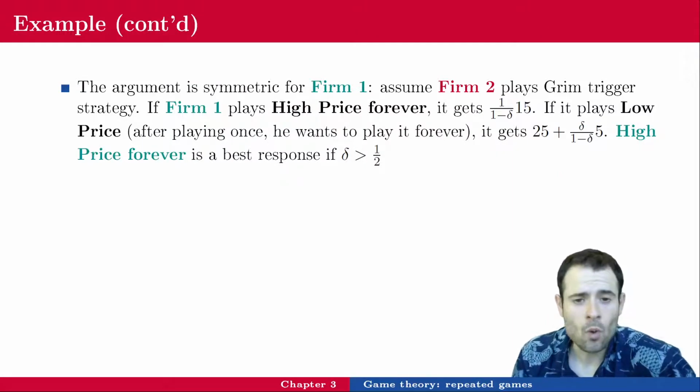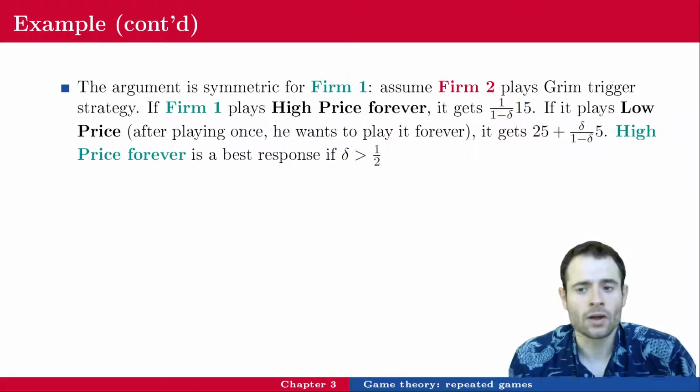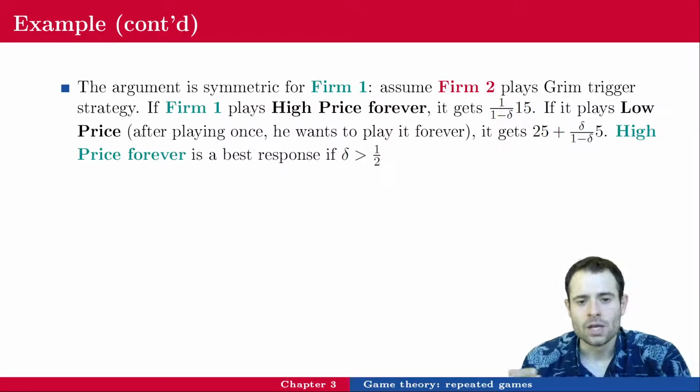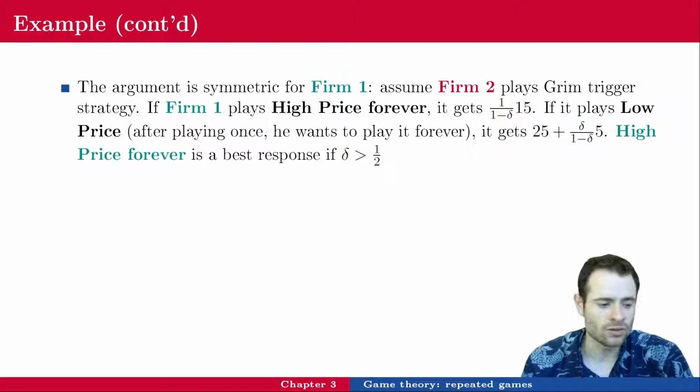And firm 1, we can make the same argument for firm 1. Assume firm 2 plays grim trigger strategy. If firm 1 plays high price forever, it gets the same payoff as before, and so on.